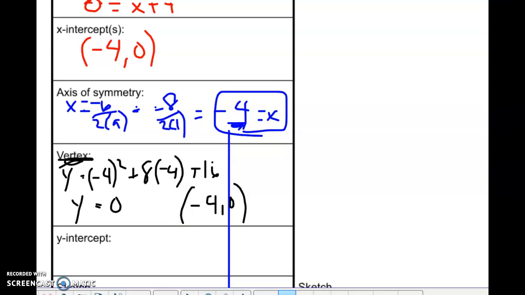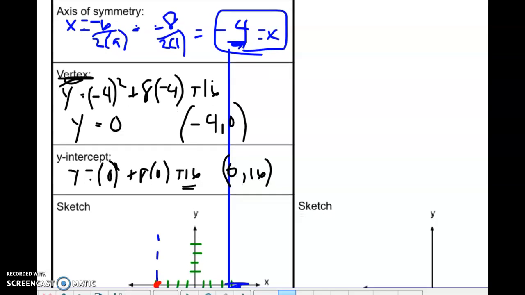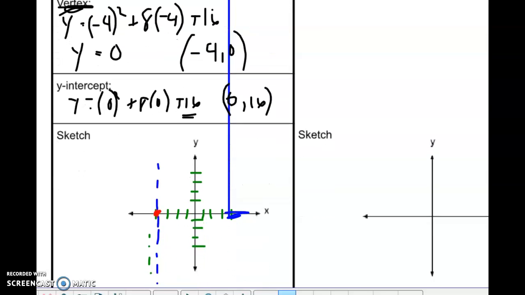No big deal. For the y-intercept, I plug in 0 for my x. So y is equal to 0 squared, plus 8 times 0, plus 16. So my y-intercept is at 0, 16. Sorry, it's really messy. So now I have two points. 16 is somewhat up here. If you think about it, it's going to be a parabola. So if I just sketch it, there's another point somewhere over there.